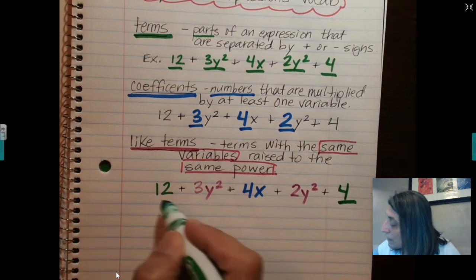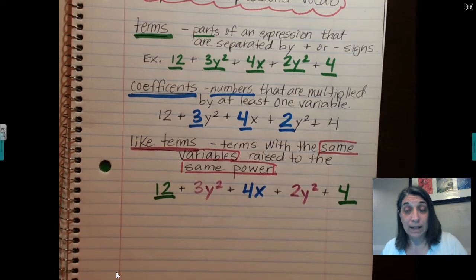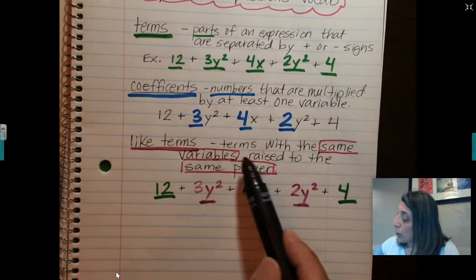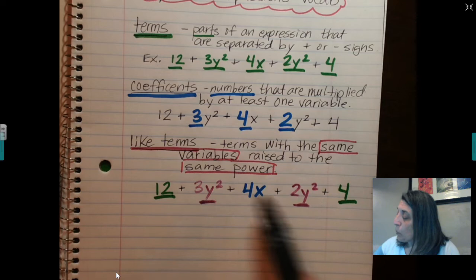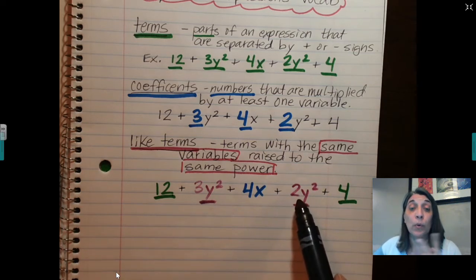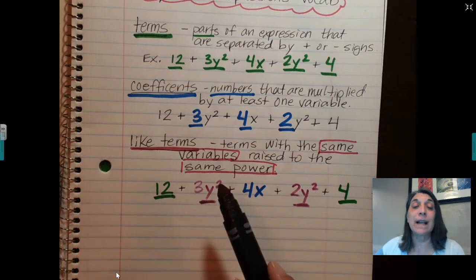So these are like terms. They're just numbers, so I can add them. You can add 12 and 4, right? Okay, these are like terms because they both are terms with the same variable, y, raised to the same power of 2. They both are y to the second power, y to the second power.